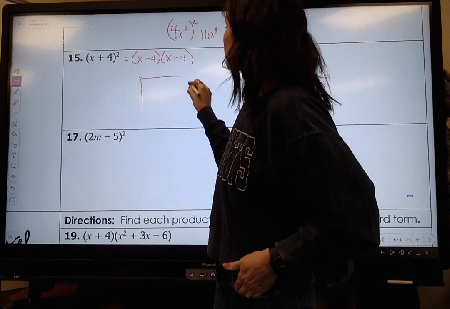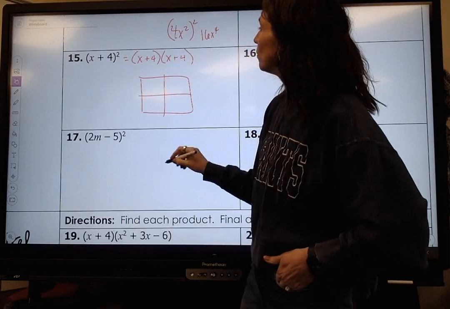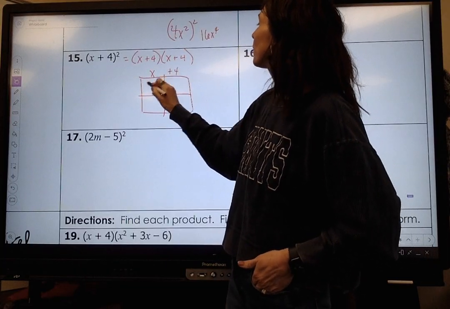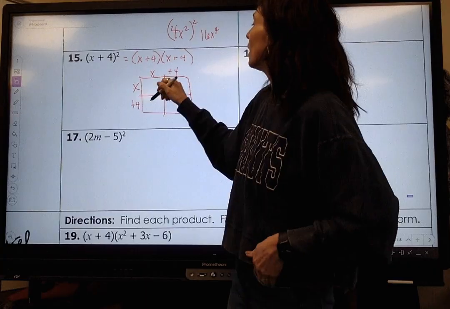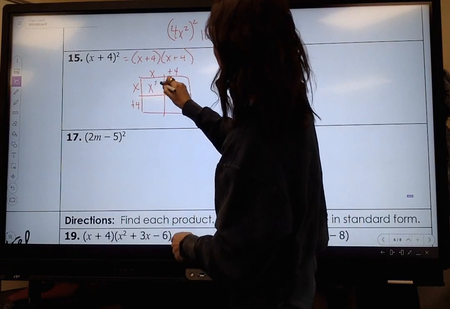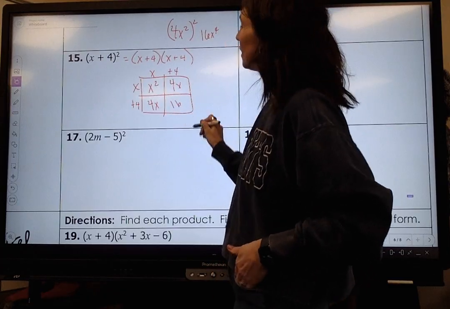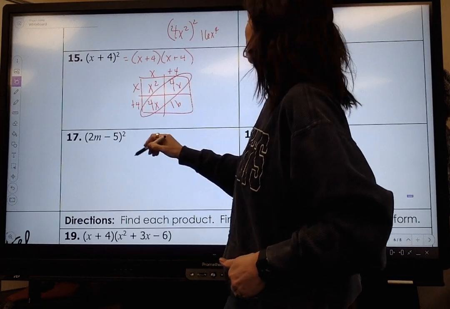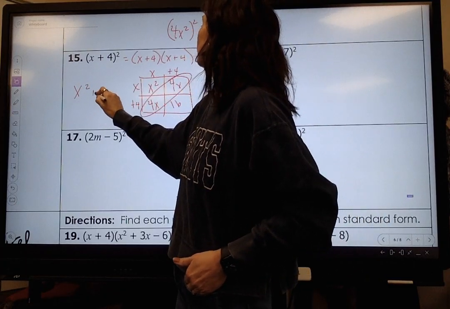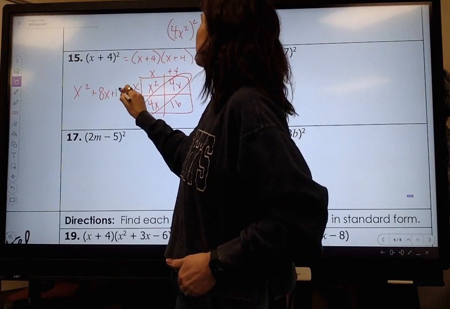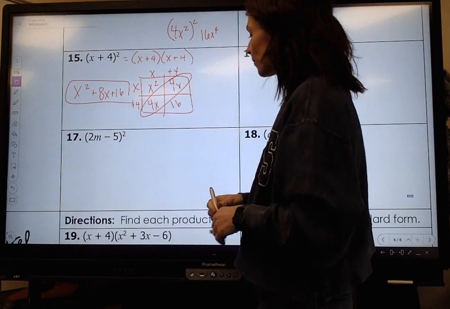It means x plus 4 times x plus 4. So I'm going to do the box method here, and I have a 2 by 2. So I have x plus 4 and an x plus 4, and then I multiply. I get x squared, 4x, 4x, 16. I combine my like terms, and I get x squared plus 8x plus 16, and that's my final answer.